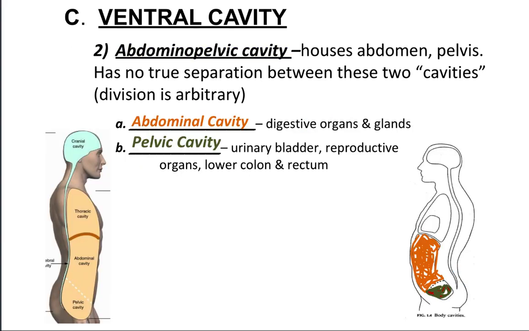Okay? So there's no true cavity. It's an arbitrary, made-up division that we scientists and anatomists created to say that the organs in this area down here are the organs sitting where your pelvis bones are. The abdominal cavity mainly holds your digestive organs, while the pelvic cavity holds a little bit of some digestive organs like your lower colon and rectum. But the big thing here is that a lot of your urinary and reproductive system is found in your pelvic cavity area, which is your reproductive organs and your urinary bladder.